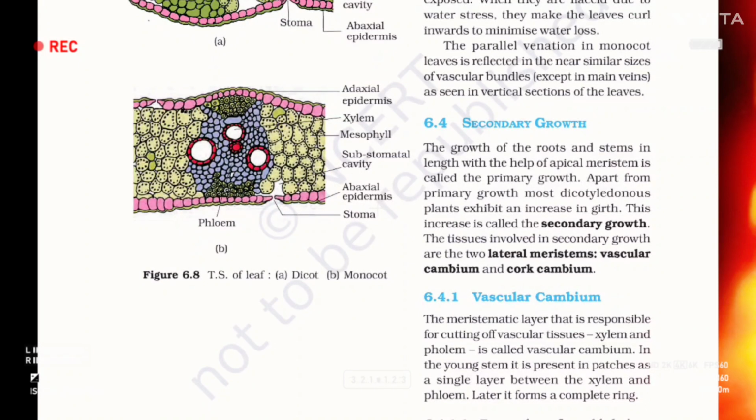6.4 Secondary growth. The growth of the root and stem in length with the help of apical meristem is called primary growth. Apart from primary growth, most dicotyledonous plants exhibit an increase in girth. This increase is called secondary growth. The tissues involved in secondary growth are of two types: lateral meristems, vascular cambium and cork cambium.